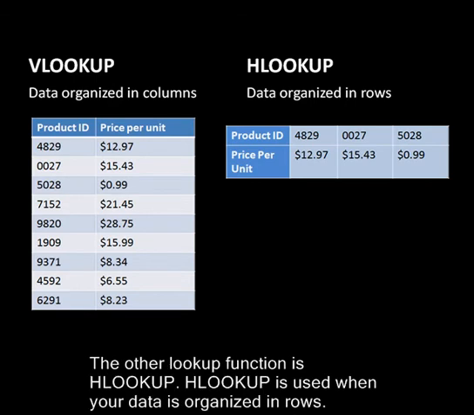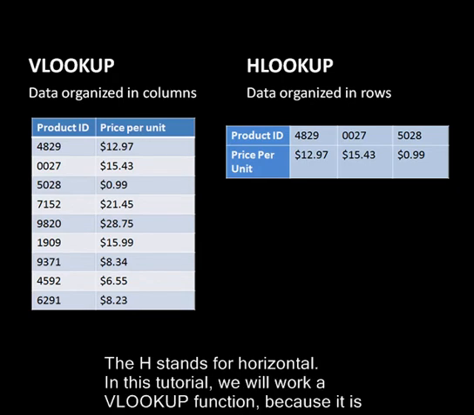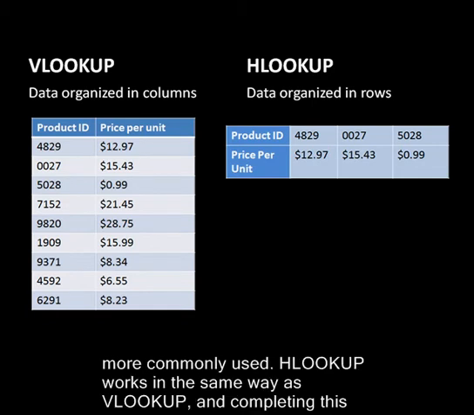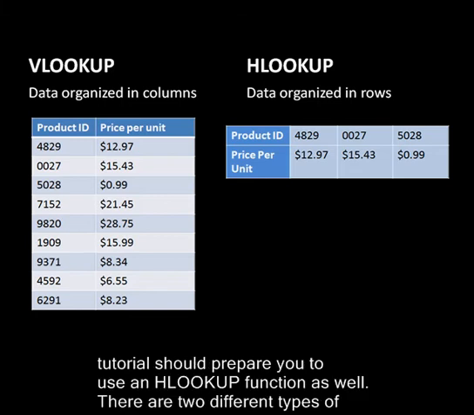The other lookup function is HLOOKUP. HLOOKUP is used when your data is organized in rows. The H stands for horizontal. In this tutorial, we will work a VLOOKUP function because it is more commonly used. HLOOKUP works in the same way as VLOOKUP, and completing this tutorial should prepare you to use an HLOOKUP function as well.